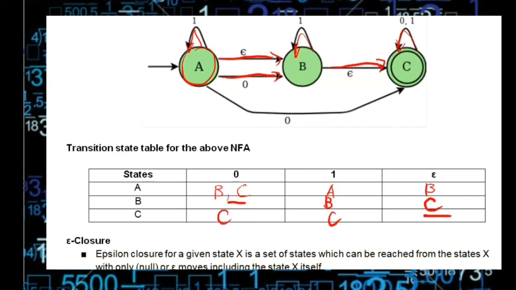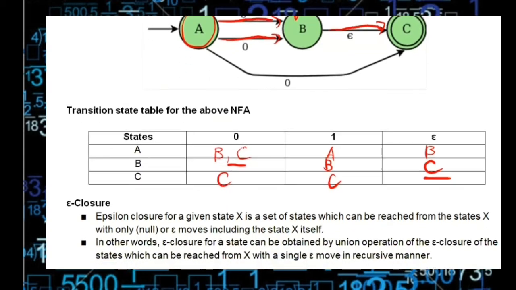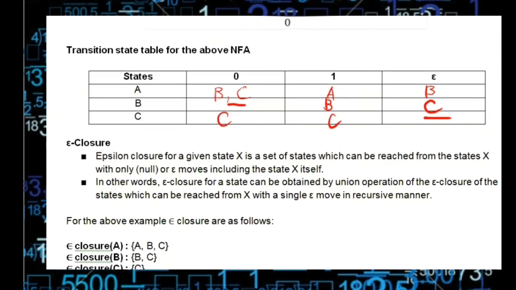Let's proceed to E-closure. Epsilon closure for a given state X is the set of states which can be reached from the state X with only null or E moves, including the state X itself. In other words, E-closure for a state can be obtained by the union of the E-closure of the states which can be reached from X with a single E move in a recursive manner. Okay?